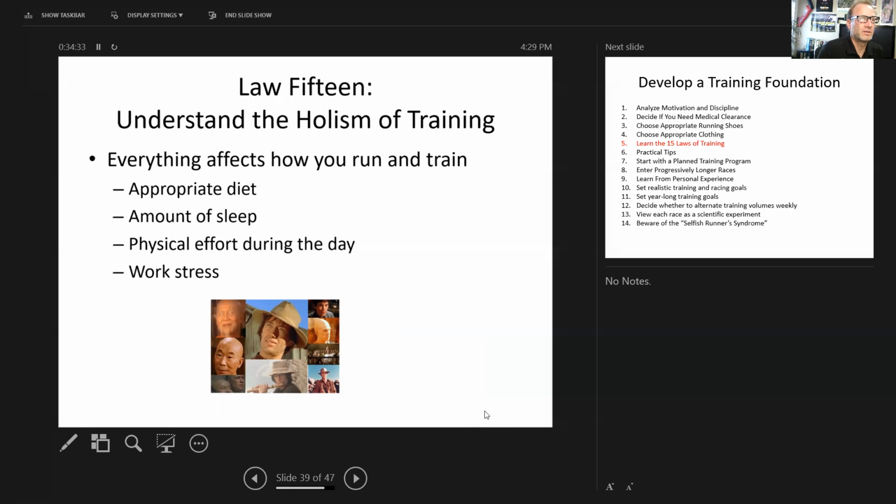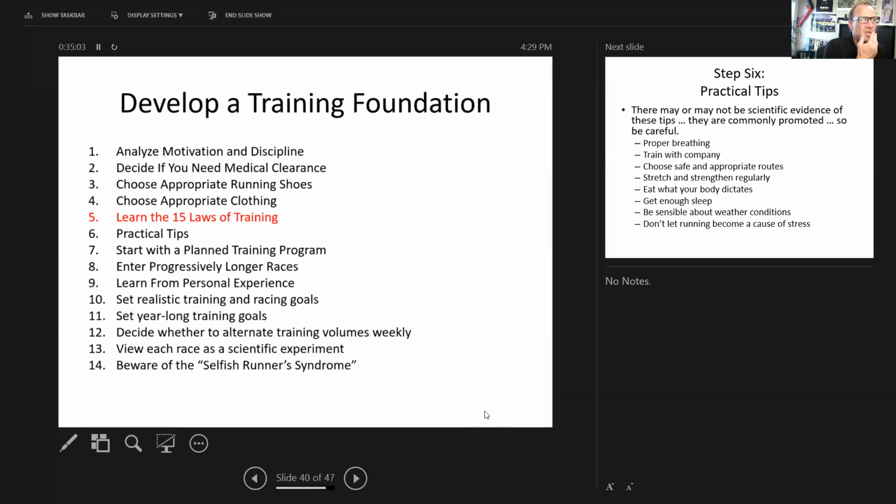Law 15, understand the holism of training. Everything affects how you run. So appropriate diet, amount of sleep, physical effort during the day, work stress, family stress, it all comes together, and it all influences your run program or your triathlon training program or whatever sport you're dealing with. And you do need to incorporate lots of different parts and account for that when you are building a training program.